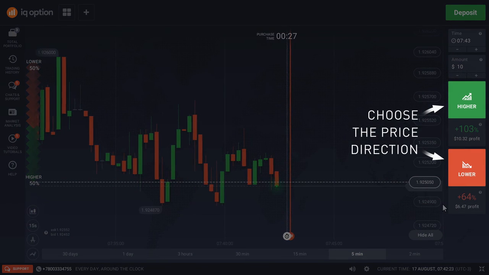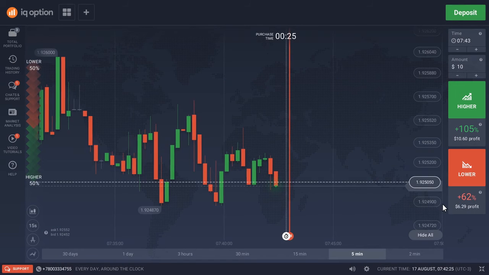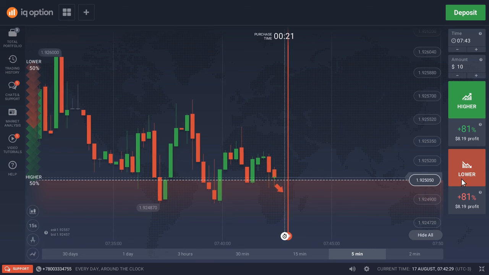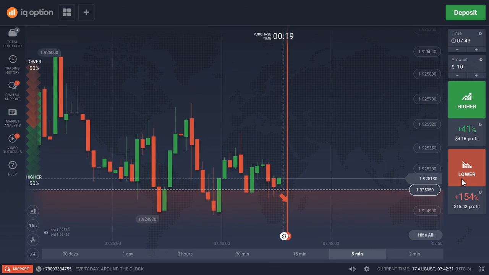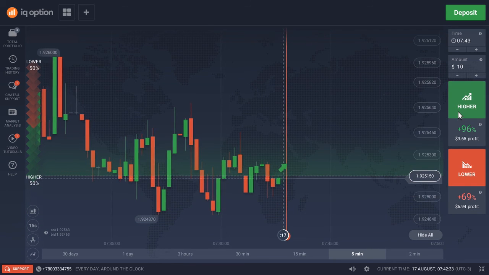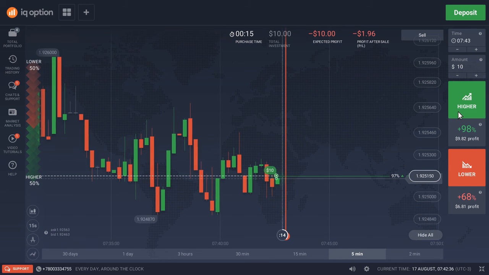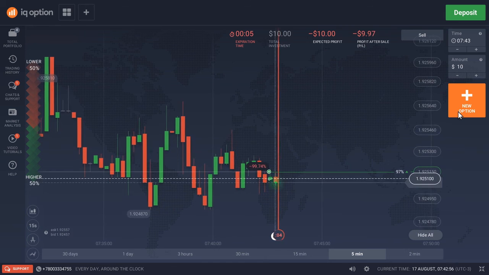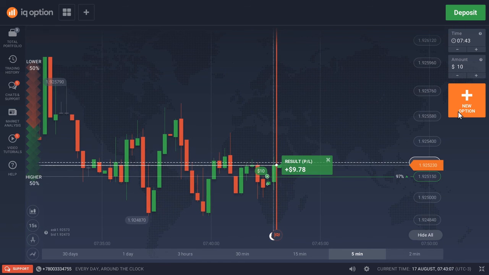Now select the direction of the price movement. If you think the closing price will be lower than the chosen strike price, click Lower. If you expect the closing price to be higher than the chosen strike price, press Higher. After the transaction crosses the red line and expires, you will see the final result, either a green window and the earned profit, or the red window and the amount of loss.